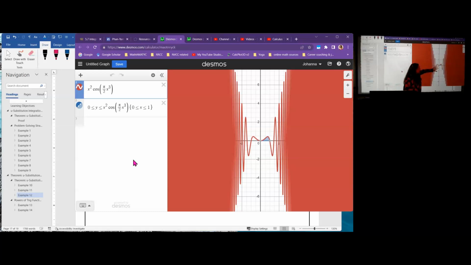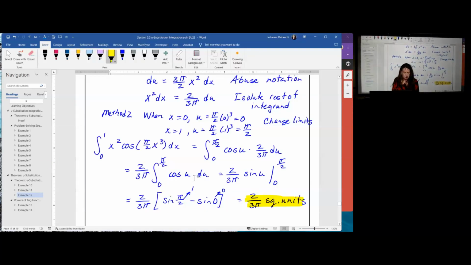Here, near the origin, the oscillations are not so tight together, and we can see the part that we're interested in between 0 and 1. This tiny amount of area here is equal to what we got, which I believe was, well, what was it? It turned out to be 2 over 3 pi square units.